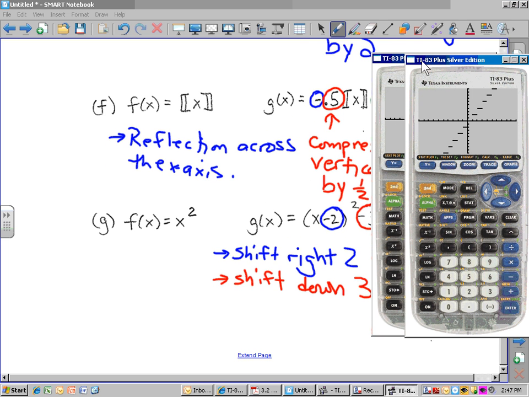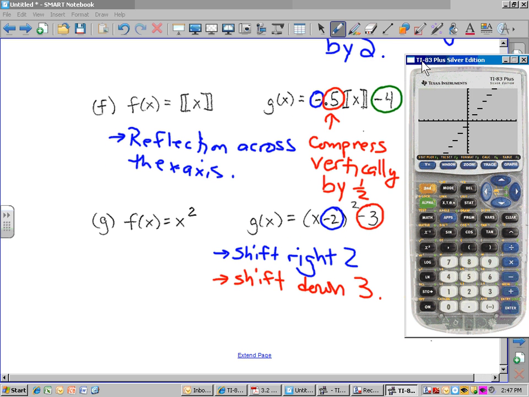All right, what's going on here? We have a reflection, and then a compression, and then a shift. So let's take this step by step. Let's first go back to the original, and let's have it reflect. We're going to put the negative on it. So I'm just going to insert the negative to look at what that does. It has reflected it. What was on the top is now at the bottom. What was on the bottom is now on the top. It's reflected across the x-axis.